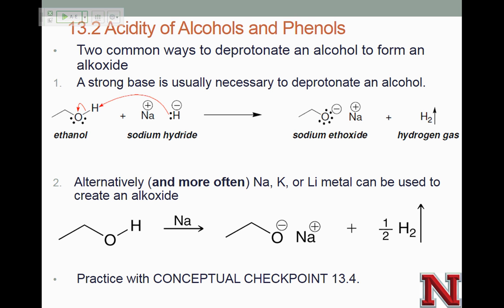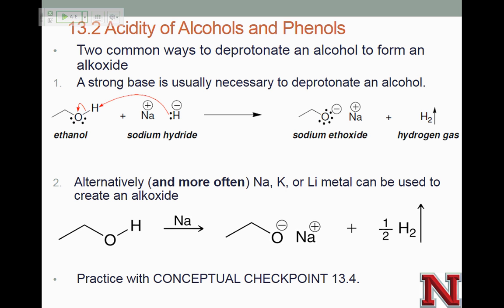Alternatively, another useful reaction is actually using sodium, potassium, or lithium metal. They're all in group 1. They all react very similarly. Here, though, this is more of an ionic, a radical reaction because my sodium is giving up its electron. And eventually we're going to form an H2 molecule. But it takes 2 alcohol molecules and 2 sodium metals to form 1 H2.